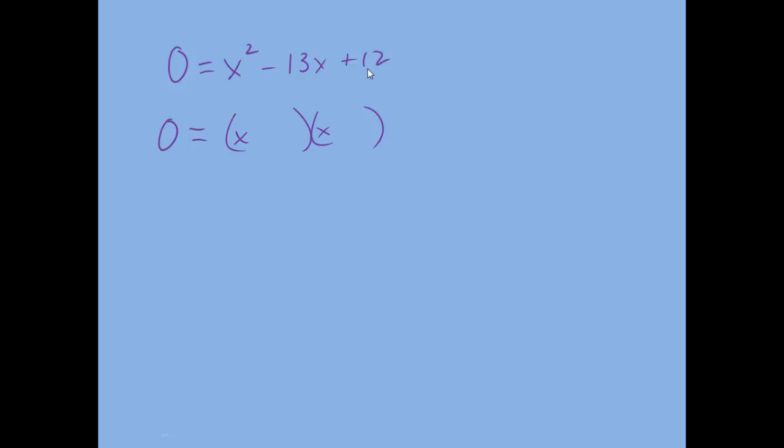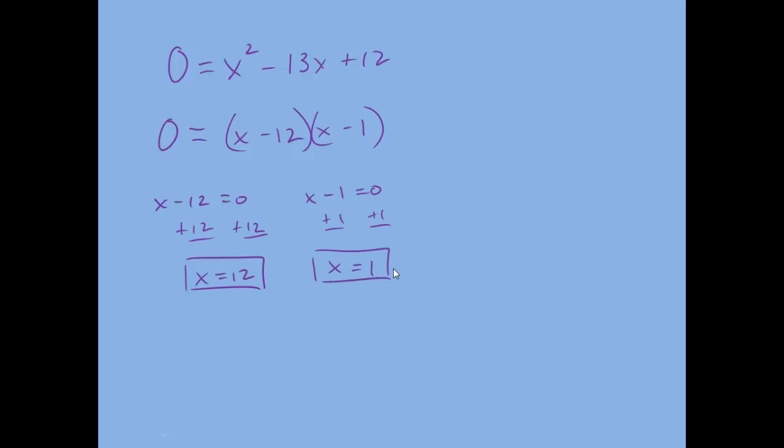Well, numbers that multiply to a positive 12 and add to a negative 13 are a negative 12 and a negative 1. And now I want to solve this. So I set each of these factors equal to 0. x minus 12 equals 0. x minus 1 equals 0. Over here we'll add 12, and we get x equals 12. And over here we'll add 1 and add 1, so we get x equals 1.